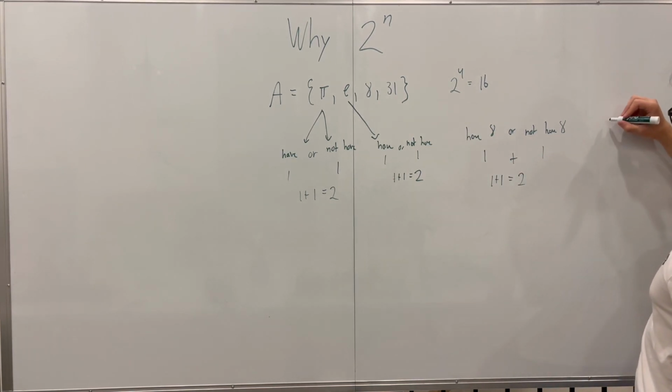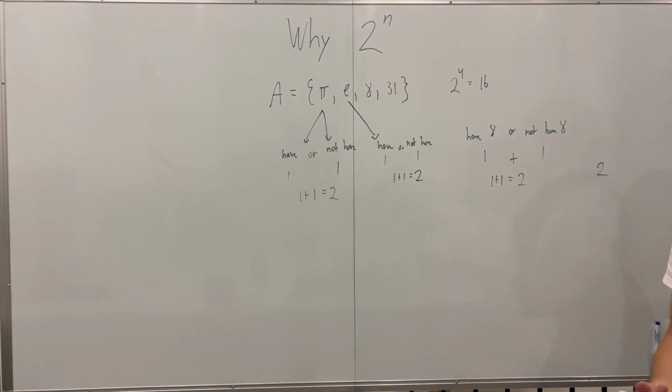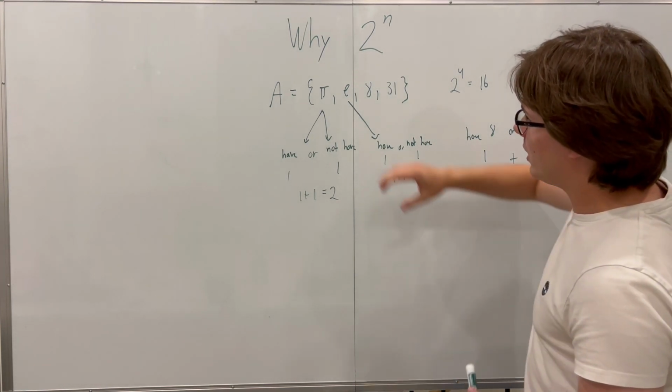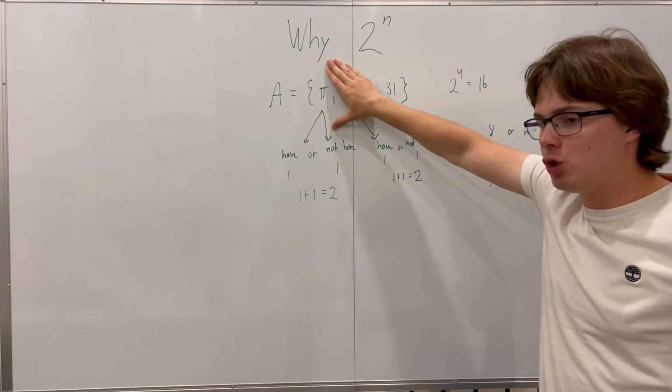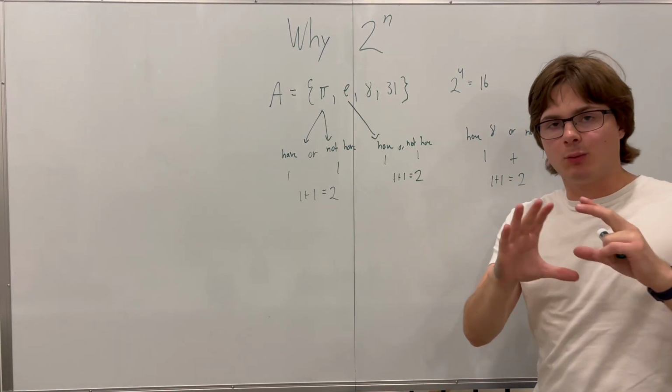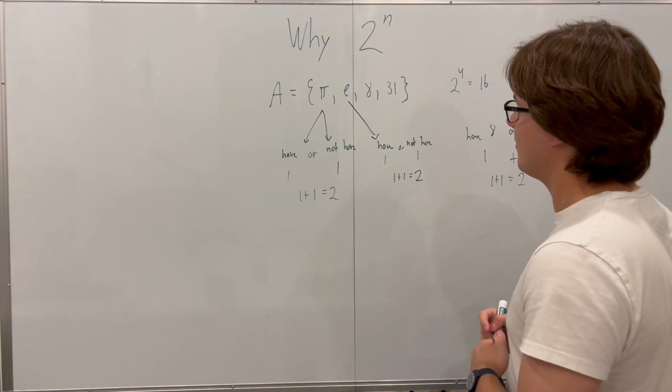And you're going to find the same with 31. There are 2 possibilities for 31 to be in a subset. And what do we find? Well, now that we know each element has 2 possible ways it can or cannot be in a subset, we need to look at it a little more broadly. We need to ask ourselves, okay, what do we do now?